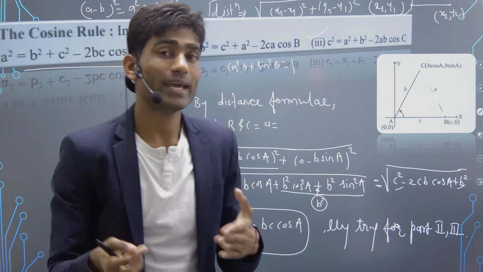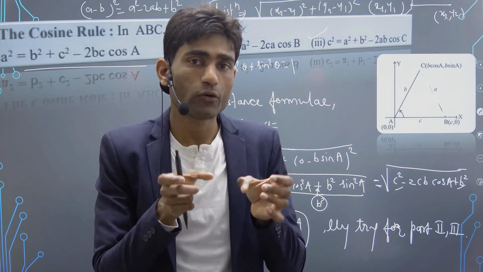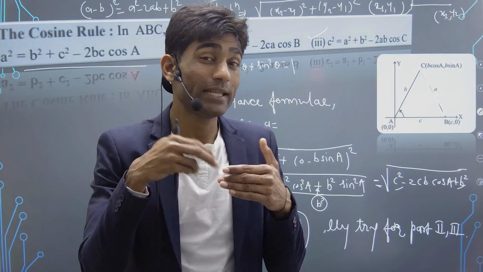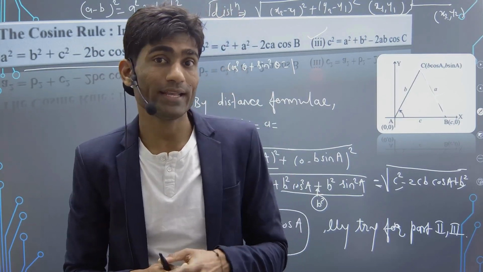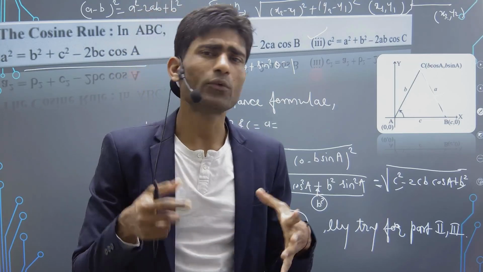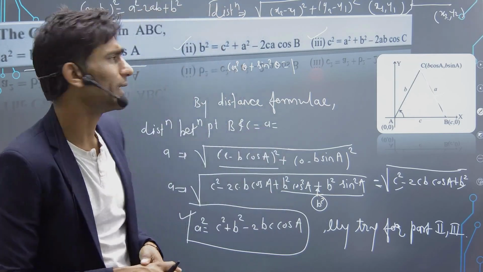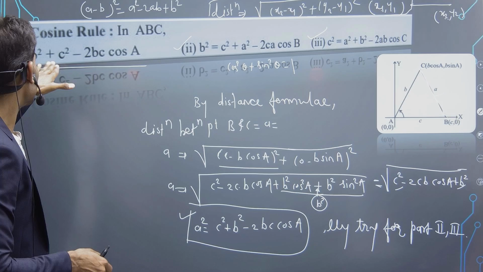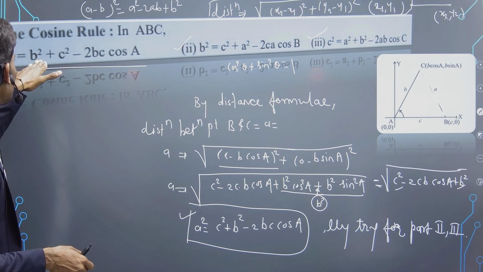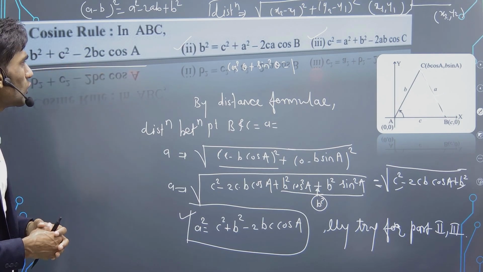Okay, and now in our next part we'll go for the different forms of the cosine rule. So how can we define different forms of the cosine rule? Here in our slide we can see we have a square is equal to b square plus c square minus twice of bc cos a.